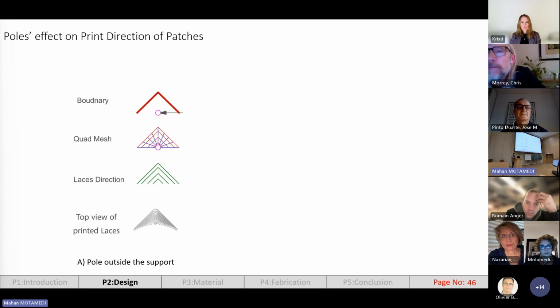in which we have the pole outside the configuration, and as you can see, as a consequence, a print direction parallel to the support of the squinch.